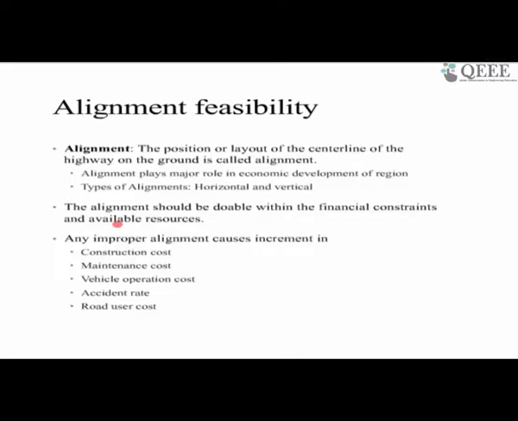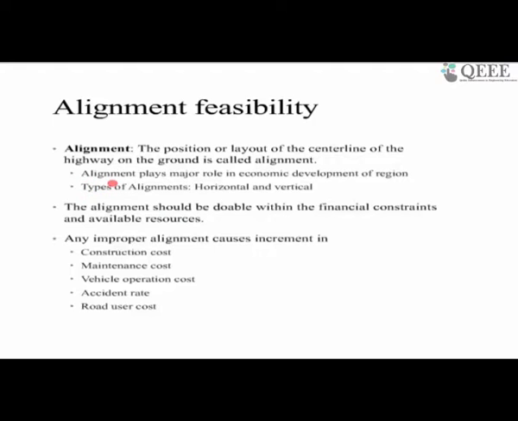When we know that we need a road, the first thing we need to know is the alignment. Alignment is the position or layout of the central line of a highway on the ground, and this is what defines your roadway, connecting two cities or two locations. It plays a major role in the economic development of the region. If your highway passes through a location, it is definitely going to improve the economic and commercial development of that area. So it has a major role.